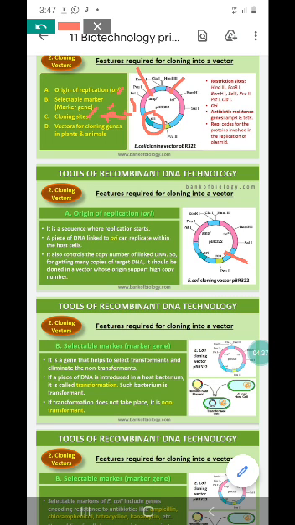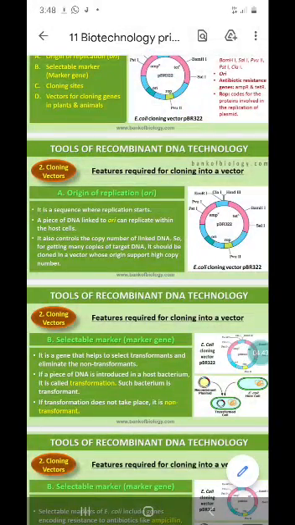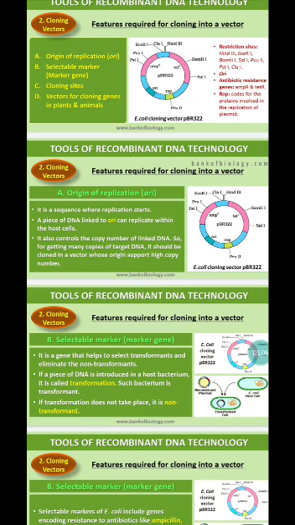The first thing is the origin of replication, ORI. What does this region indicate? It is a sequence where the replication starts. In bacteria, the plasmid is a round structure of DNA, and it does not have a 3' and 5' end. There is a place called ORI, the origin of replication. A piece of DNA linked to this ORI can replicate within the host cells.